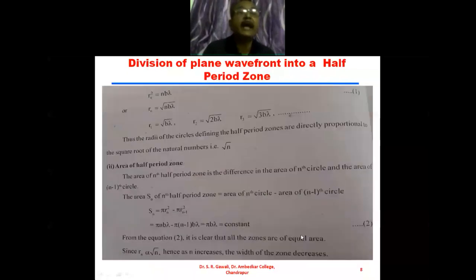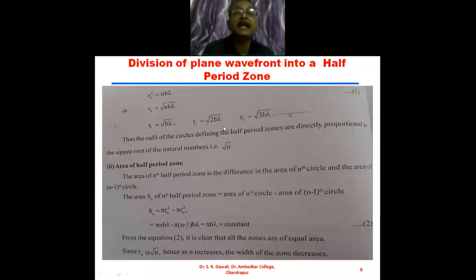Then we get Rn square is equal to nBλ, and from this we get Rn is equal to square root of nBλ. From this we can obtain the radius of the first half period zone, R1 is equal to square root of Bλ. What is the value of n? It is 1. If we put n as 2, what do we get? R2 is equal to under root of 2Bλ.